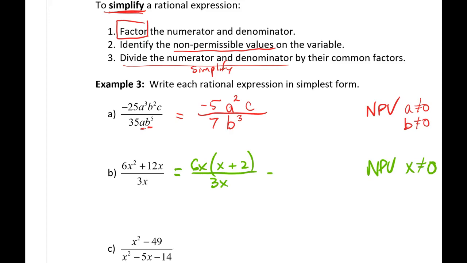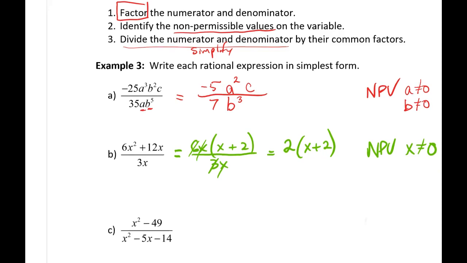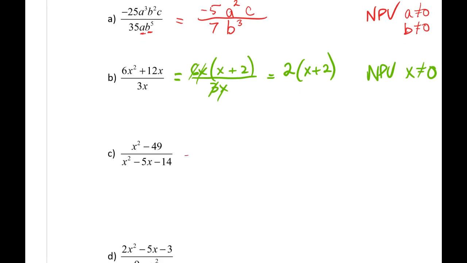Okay, simplifying. Well, I see there is an x that could be cancelled, and I see that 6 and 3 can be simplified, so that I'm left with 2x plus 2. Now there is a 1 on the denominator, but you don't need to write that. Okay? Alright, next one.